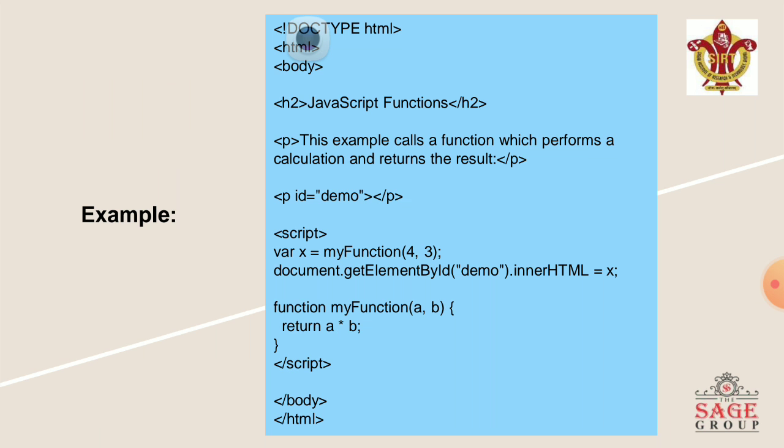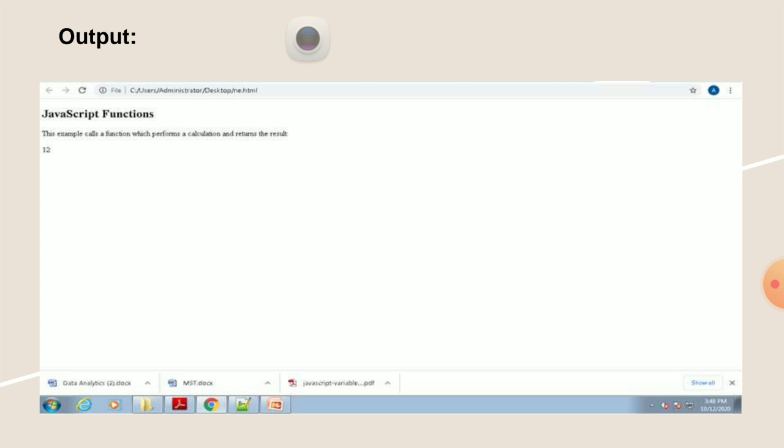HTML body section, an h2 heading, JavaScript functions, and a paragraph saying this example calls a function which performs a calculation and returns the result. A p with id demo, then the script: a function named myFunction with parameters a and b, and function returns a times b, called with 2 and 4. Then script close, body section close, then HTML close. This is our output.